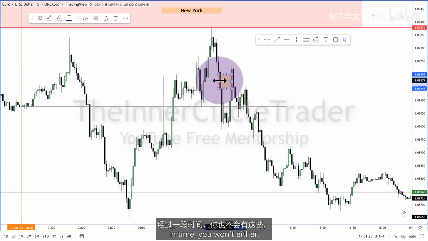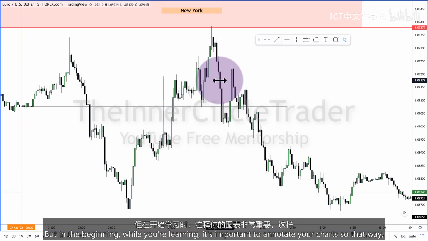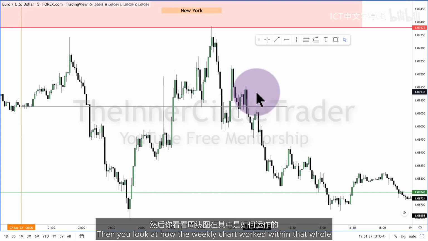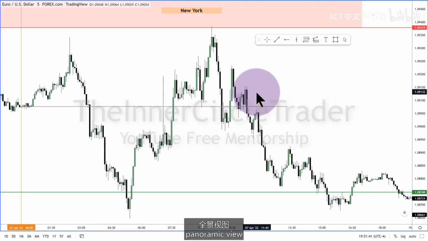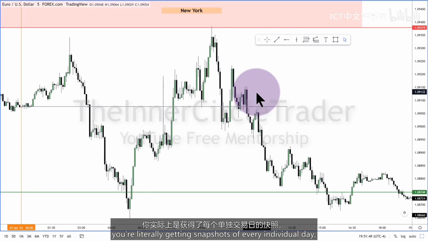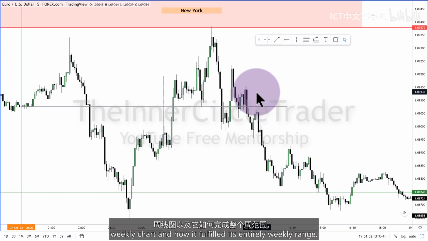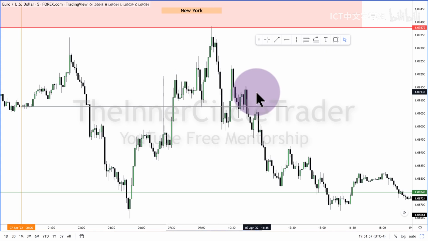I don't have these on my chart. In time, you won't either. But in the beginning, while you're learning, it's important to annotate your charts so that when you log them in your study journal, at the end of the week, you go back and look at all the intraday price action. Then you look at how the weekly chart worked within that whole panoramic view of intraday and daily price action. How did it all fit together? And by doing that, you're literally getting snapshots of every individual day, then the daily chart and the weekly chart, and how it fulfilled its entire weekly range.